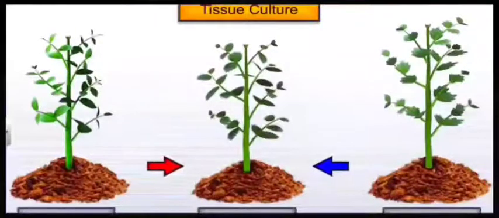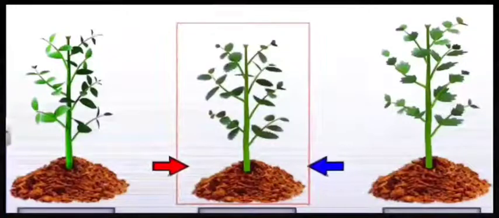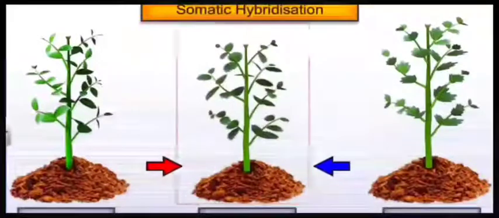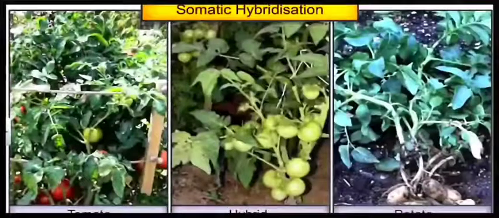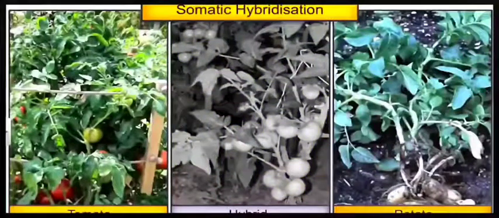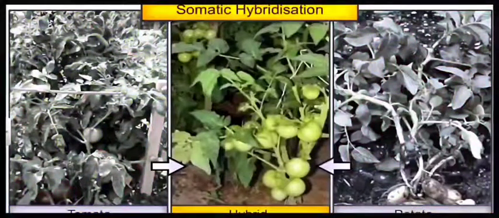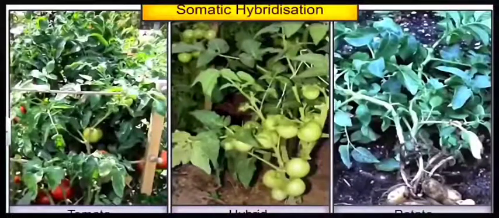By the somatic hybridization method, we can develop very good quality plants which have the properties of two different plants. A very good example is the development of the pomato, where the properties of tomato and potato are in the same plant. So with this, we can say that all these plant breeding methods, animal husbandry methods, and modern culturing methods are very important strategies for increasing crop production.